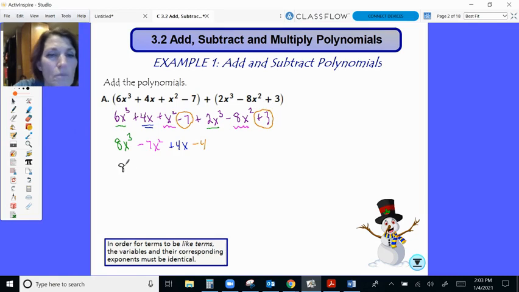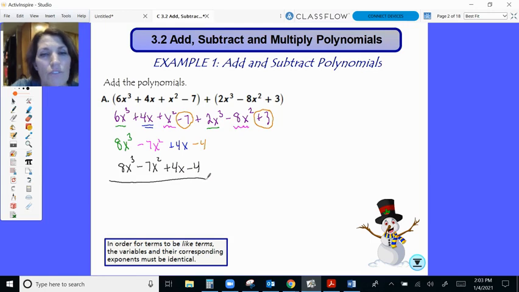So my final polynomial will be 8x cubed minus 7x squared plus 4x minus 4. And that is my final result. Okay, a cubic polynomial with 4 terms.